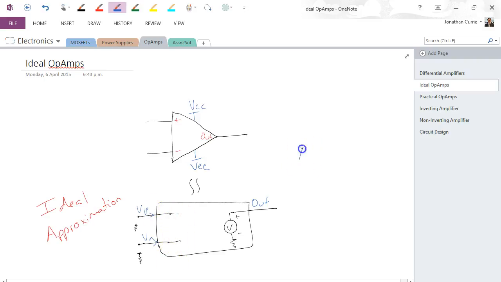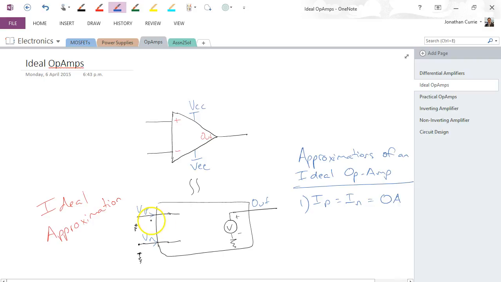So, the first approximation, so approximations of an ideal op-amp. First one that we can state is that the current flow IP equals IN equals 0 amps. Alright, so we're saying that the current here, IP and IN, is 0. Alright, they're not connected to anything, very high impedance here with respect to ground, and therefore 0 current flows into the terminals, these guys here, of our op-amp. Right, so that's the first approximation we can make.